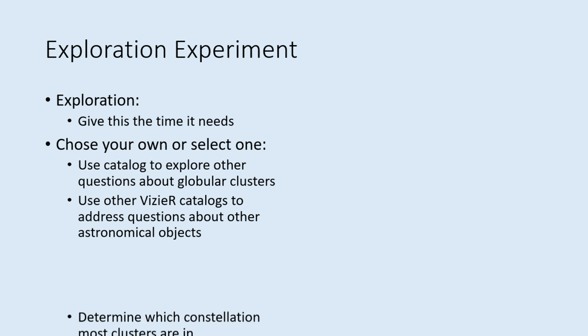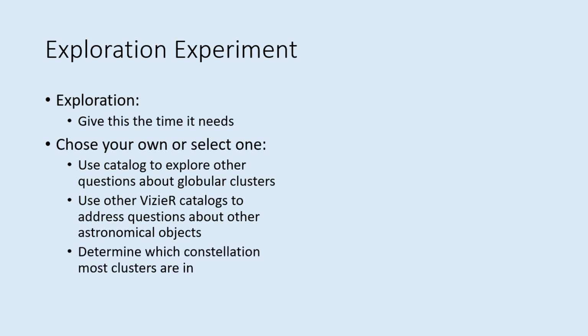A third option is to figure out which constellation has the most globular clusters. The best approach in this case will be to plot the RA and DEC positions of the globular clusters on a chart showing the boundaries of the constellations.